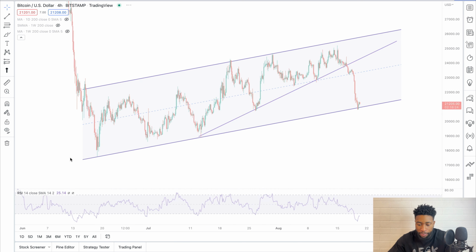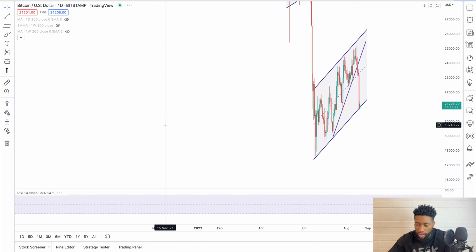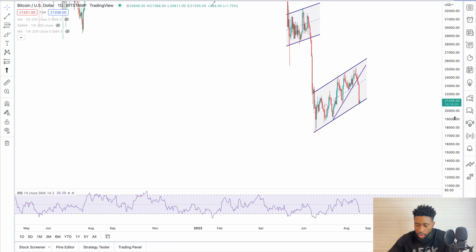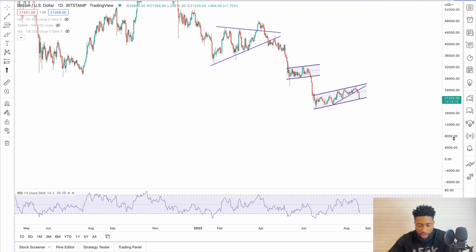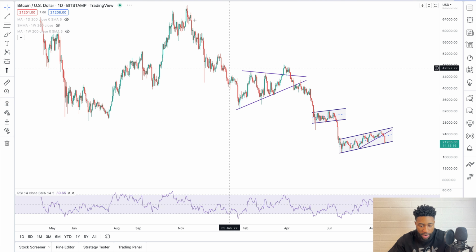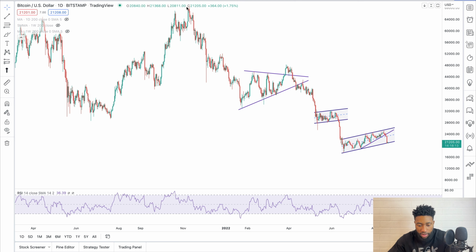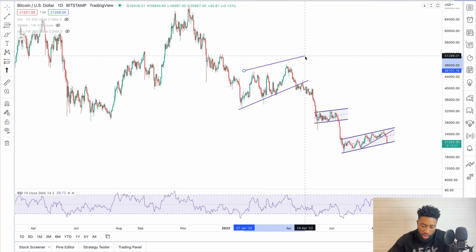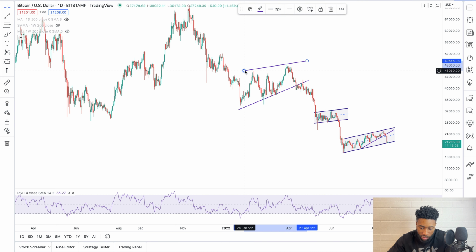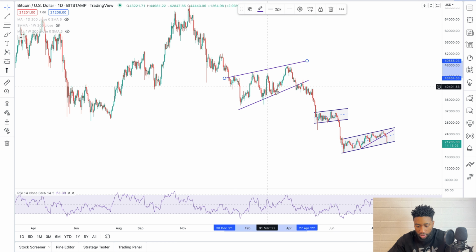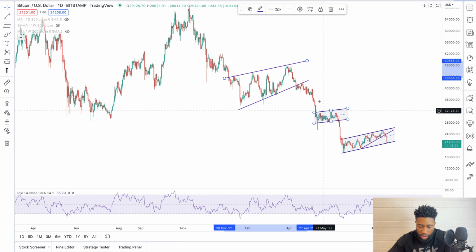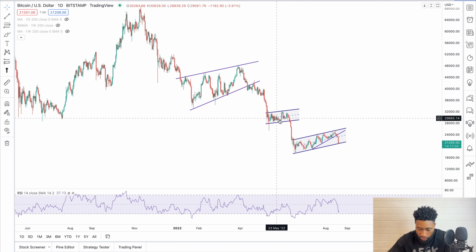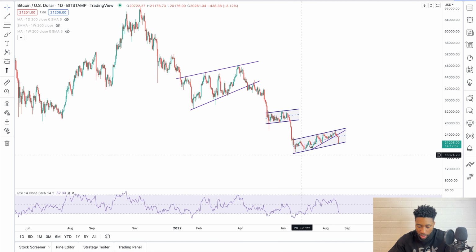So on the daily time frame for Bitcoin, you can see that we've been in this massive bearish trend, right from the highs here. So we had a decline, and I'm going to call this a bearish flag. So we had this bearish flag, then we had a breakout, further decline, we had another bearish flag, further decline, and now we're having another bearish flag.